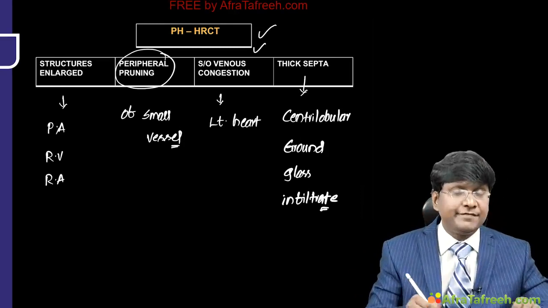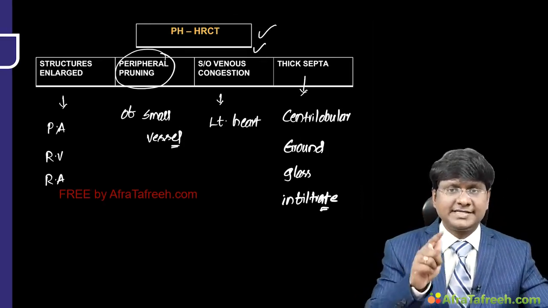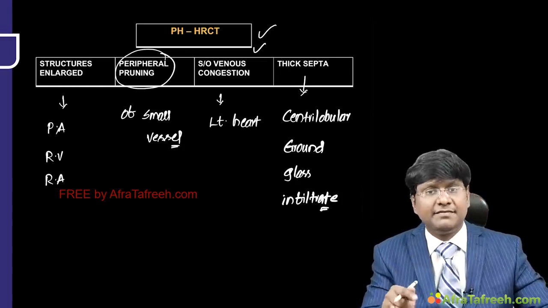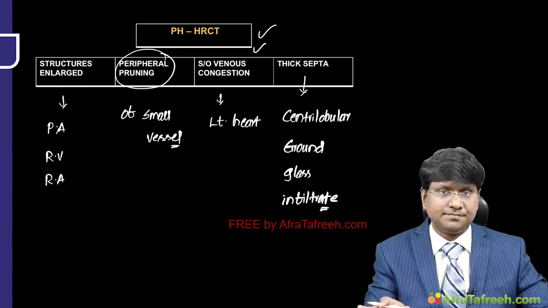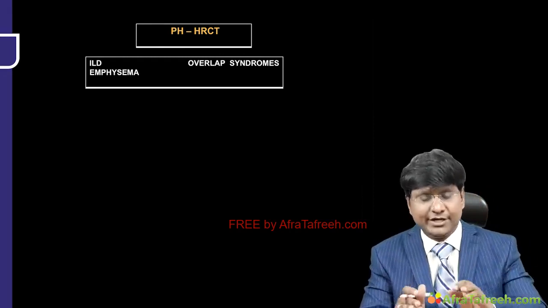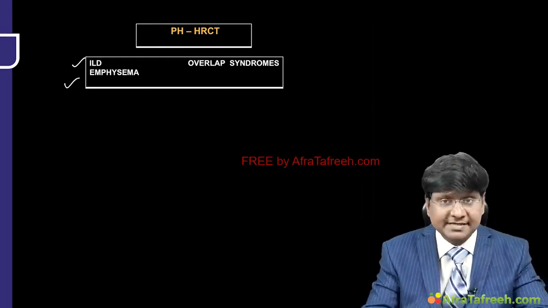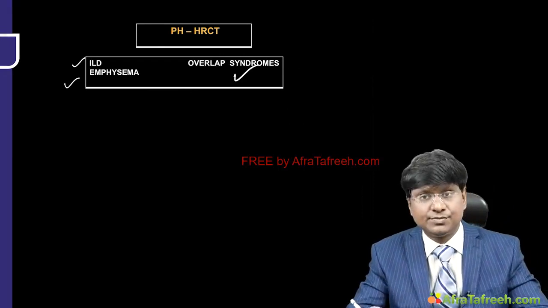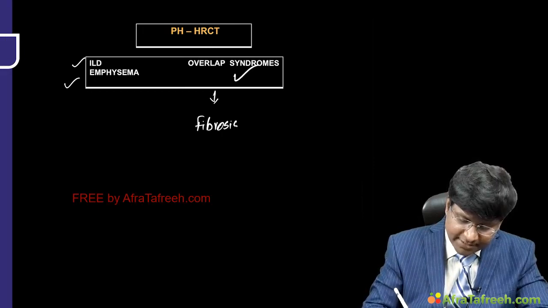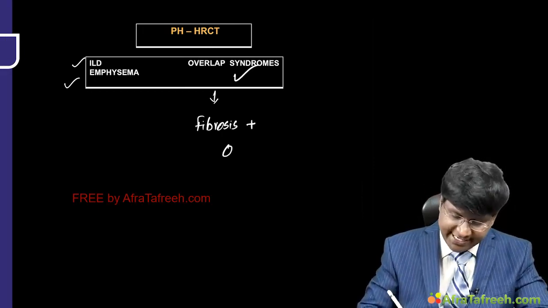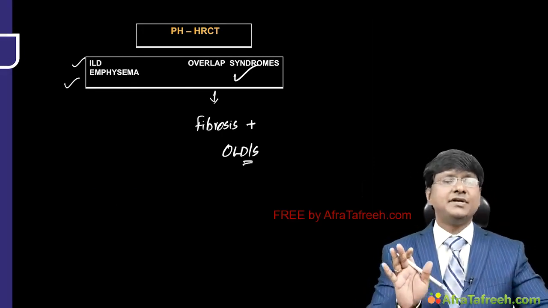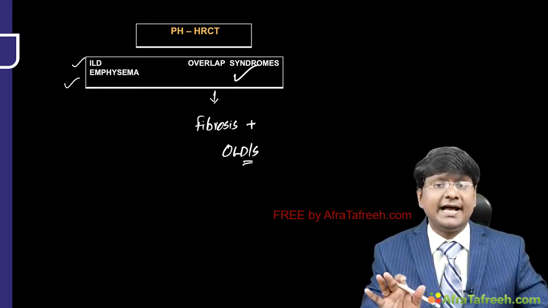And this peripheral pruning of the blood vessels is very, very important. The central pulmonary artery is dilated. In contrast, the peripheral blood vessels are pruned, they are being lost. Okay, and the other importance of HRCT is to distinguish interstitial lung disease, emphysema, as well as the overlap syndromes. What are these overlap syndromes? The overlap syndromes are the presence of fibrosis as well as obstructive lung disease. That is your overlap syndrome. So HRCT will tell you the underlying lung disorder as well.